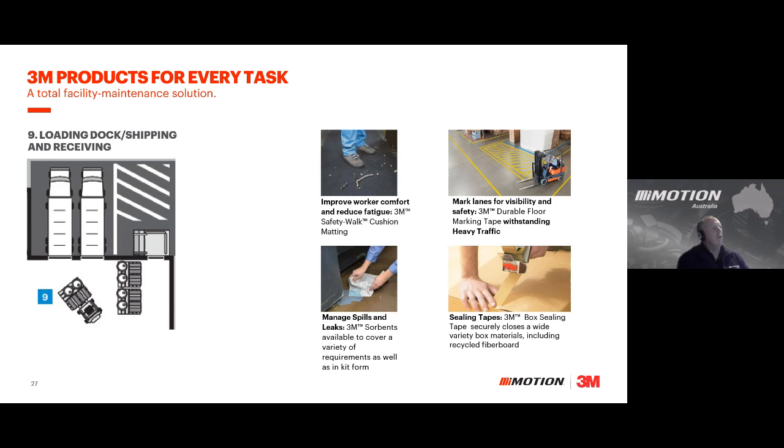If we jump over and we look at that loading dock or shipping and receiving area, likewise, there are areas where there's a requirement for that spill and leaks. So 3M have their sorbents also in a kit form as well, whether that's an easy transportable kit to be able to cover that off. They also have their cushion matting to improve that worker comfort and reduce that fatigue in that area. Once again, mark the lines for visibility and safety, making sure that vehicles are going into the right places. Equipment can be stored in the right places, stock can be stored in the right places or shipped in the right places as well.